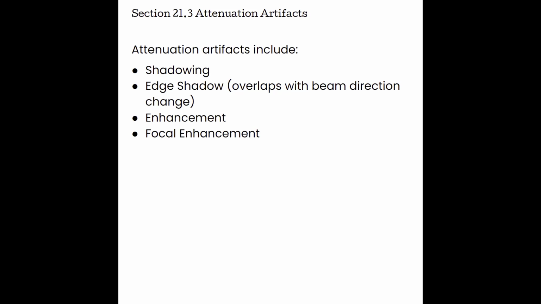Now, attenuation artifacts also help to tell us more about the reflector causing the change in attenuation. Sometimes we leave attenuation artifacts because they aid in a diagnosis. So attenuation artifacts are going to include shadowing, edge shadow, enhancement, and focal enhancement.